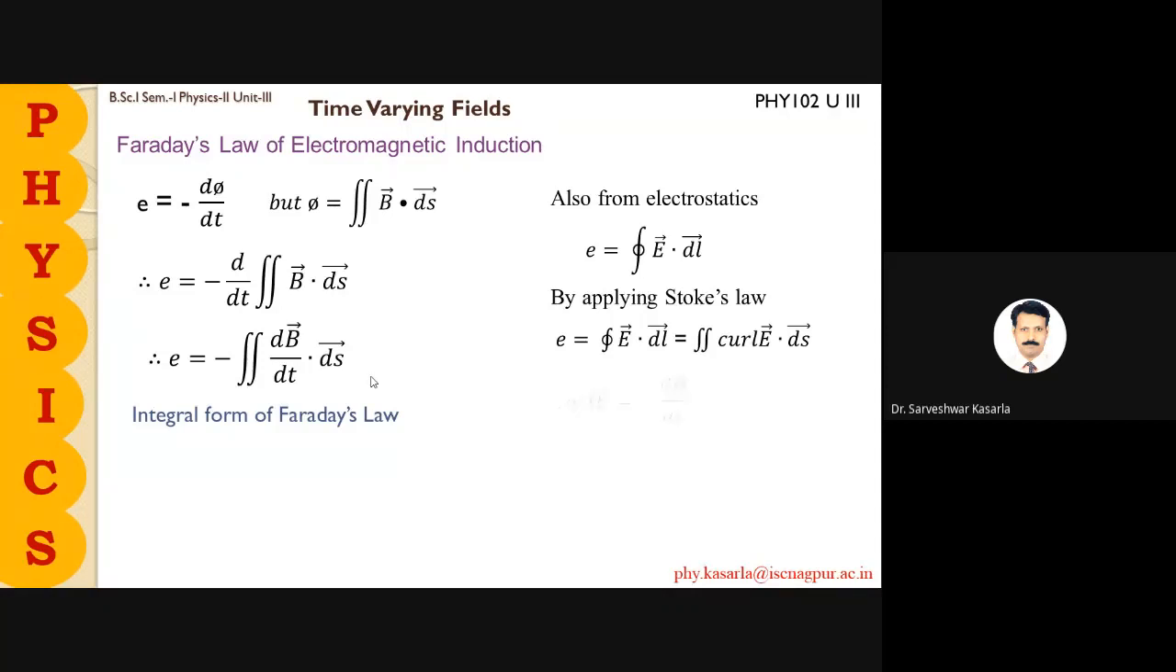After conversion, what happens? Curl of E is equal to minus dB/dt. If you replace this single integral by the double integral, dS cancels. If you compare these two equations, dS cancels, so both are double integrals. And one may write integrand curl of E is equal to minus dB/dt. So this is called the differential form of Faraday's law. So curl of E is equal to minus dB/dt. Both are Faraday's laws. So this is the differential form of Faraday's law.